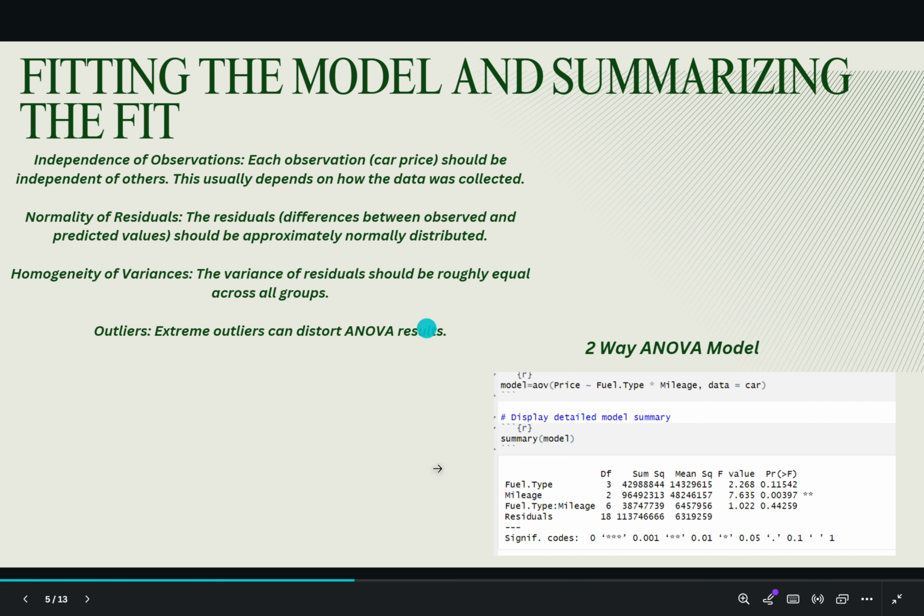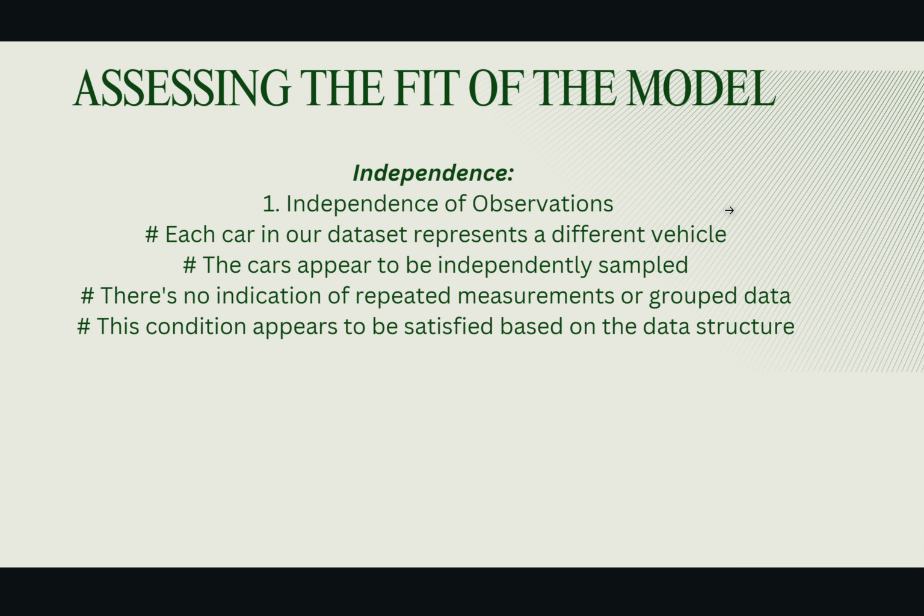And overall here, this is where I carried out the two-way ANOVA model. Here's my code, and here's the summary of my model right here. So going into assessing the fit of the model, this is where I'm going to go into each of the conditions and how they affected the overall two-way ANOVA model. So independence of observations. It was clear that this condition was met as each car in our dataset represented a different vehicle. The cars appeared to be independently sampled originally. There was no indication of repeated measurements or grouped data, and yes, this condition appears to be satisfied based on the data structure.